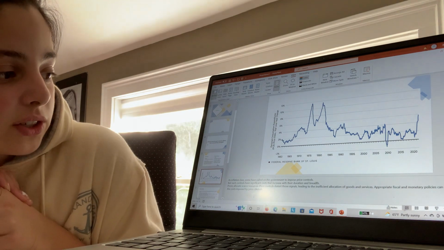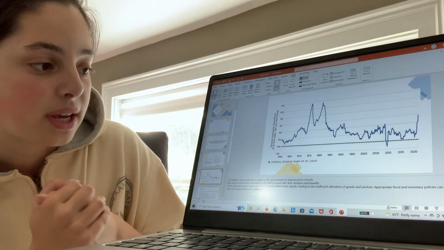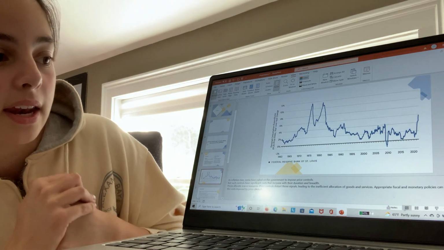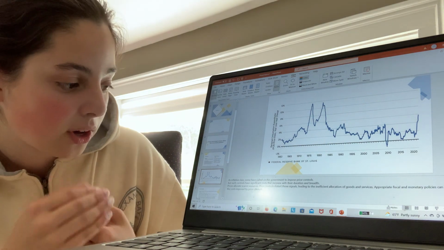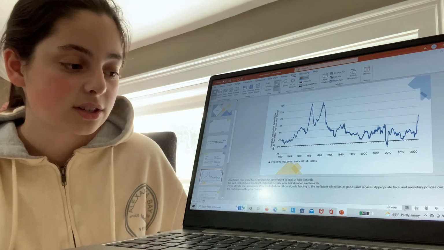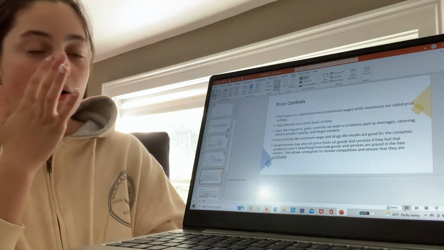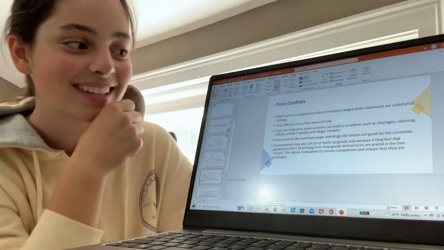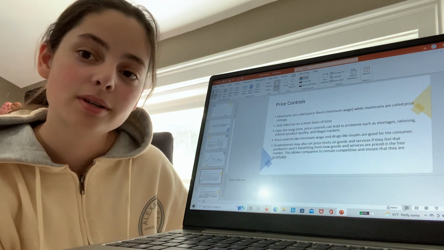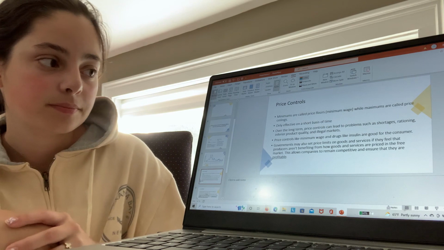So price controls distort signals, leading to inefficient allocation of goods and services. Inappropriate policies can reduce inflation without the costs imposed by price controls. So price controls aren't always the answer. So a little bit more about price controls. Minimums are called price floors, and then the maximums are called price ceilings.